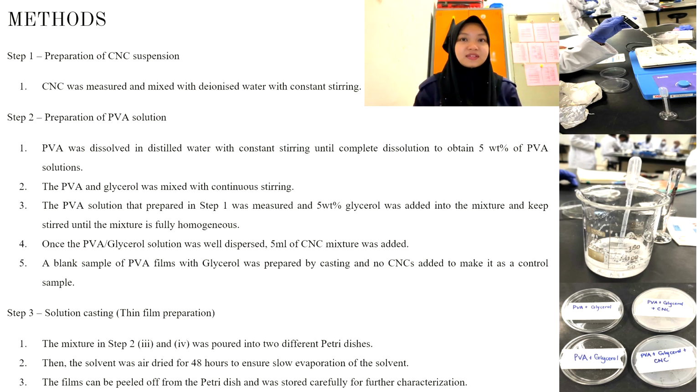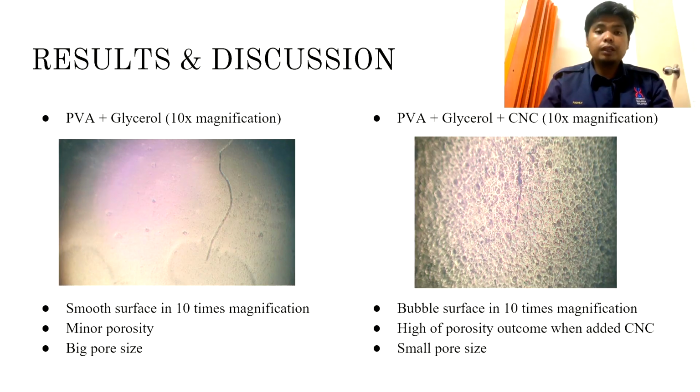The instruments for characterization in this experiment are the optical microscope, scanning electron microscope, tensile test, and Fourier transform infrared. For optical microscopy, for the PVA plus glycerol at 10 times magnification, we can define the surface morphology, which shows a smooth surface. Then there is minor porosity in the PVA plus glycerol, and also big pore size.